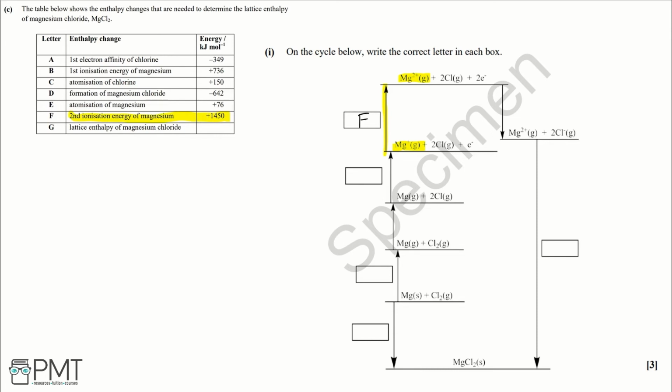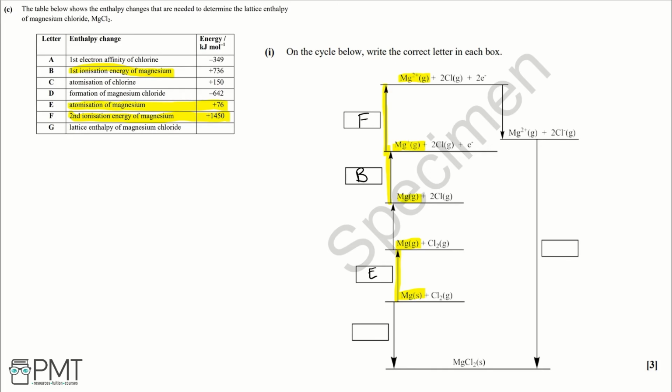Then we can look at the next arrow below, and what's happening is magnesium gas is going to magnesium plus gas, which is the first ionization energy of magnesium, and so we can label this B. Then if we continue down and look at this arrow, what's happening is magnesium solid is going to magnesium gas, and that's called the atomization energy of magnesium, which is E, and so we can label this E.